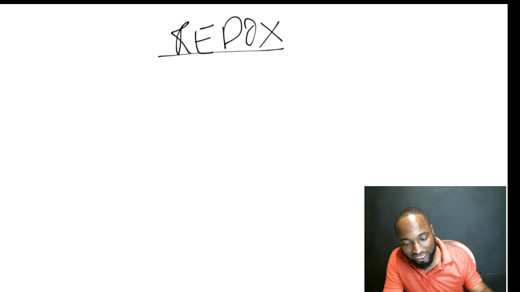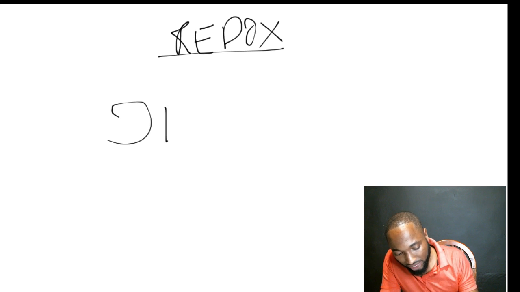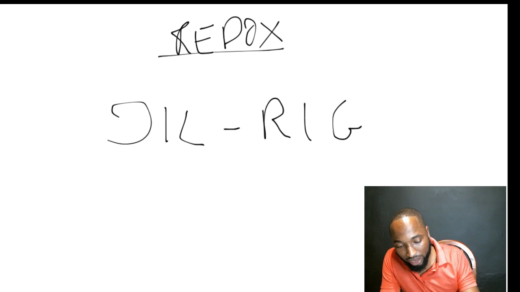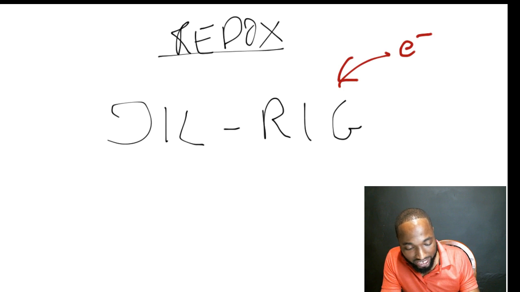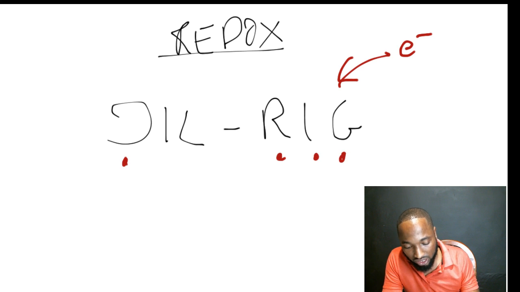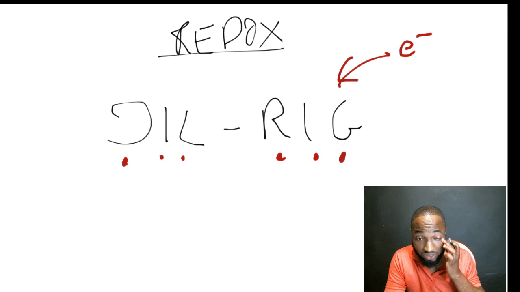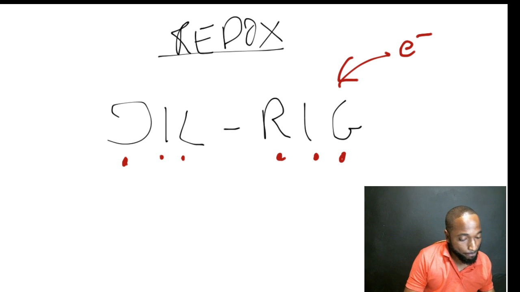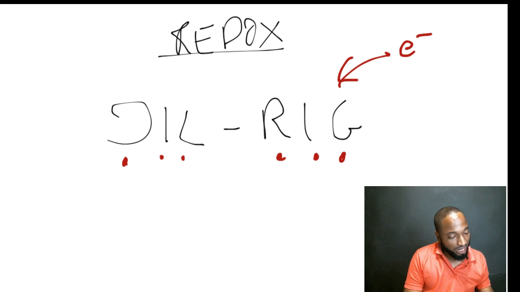So the key to this is always remember OIL RIG. I find that so useful. I don't know why students just don't use this. Keep in mind that OIL RIG refers to electrons. Oxidation is loss of electrons. Reduction is gain of electrons. So I'll put in the points and I'll do a question.